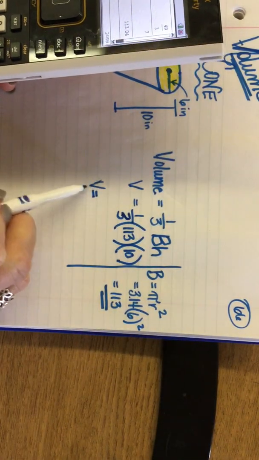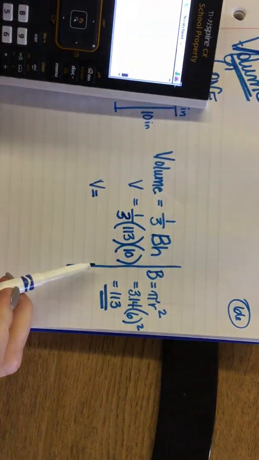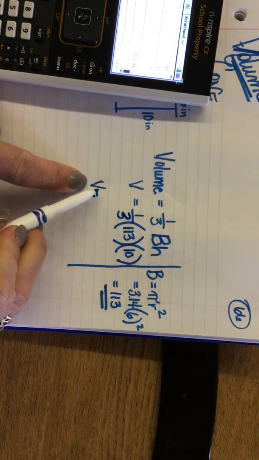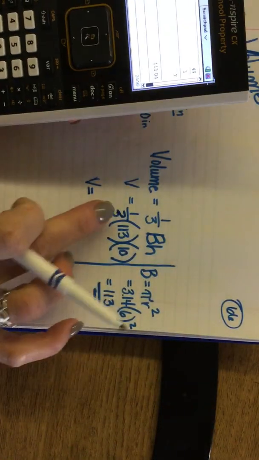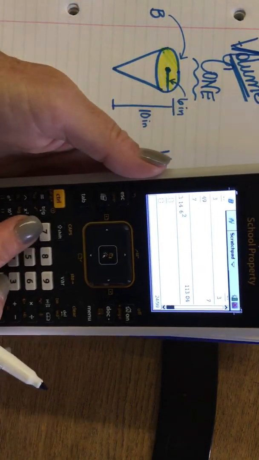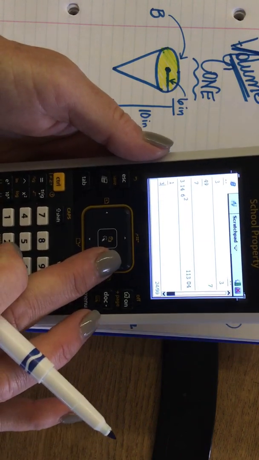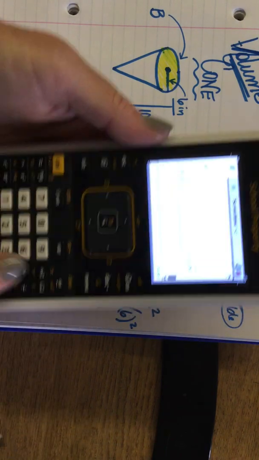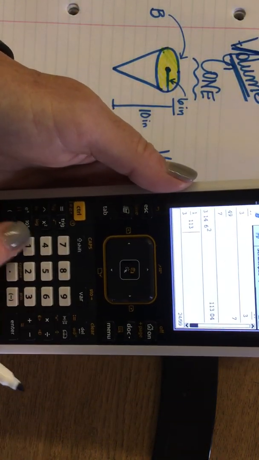Because the volume is a variable, right? This is still an equation. I'm not going to do NSolve if my variable is already isolated. In other words, now I just do calculate. So it's 1/3, and I can put that fraction if you like to do it this way. 1, 3, get out of my fraction, and I'm going to multiply that times 113 times 10.